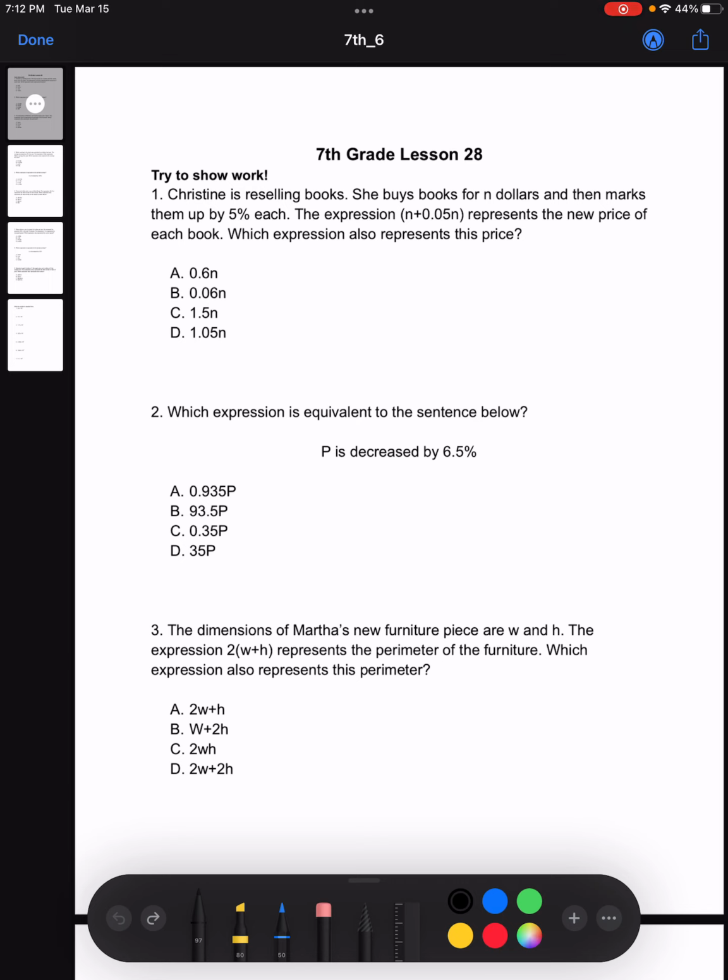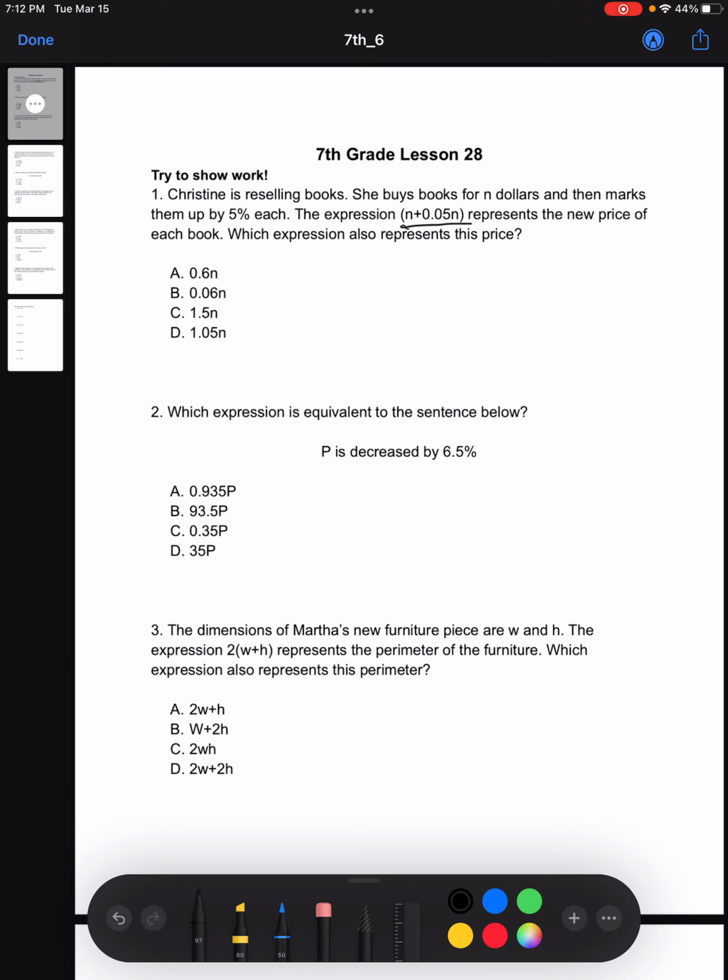Christine is reselling books. She buys books for N dollars and then marks them up by 5% each. The expression N plus 0.05N represents the new price of each book. Which expression also represents this price?